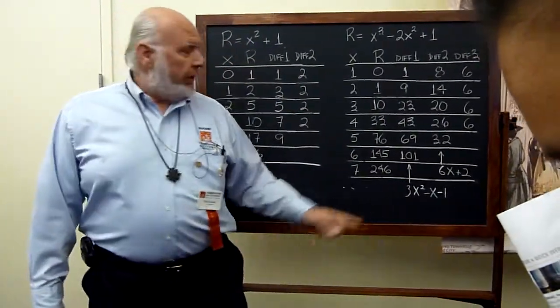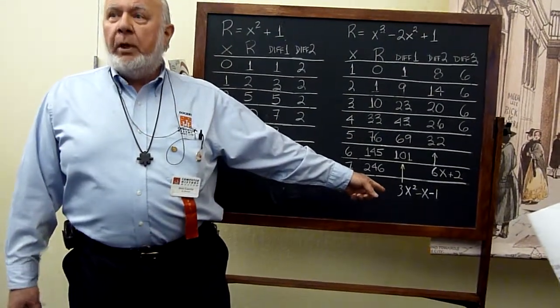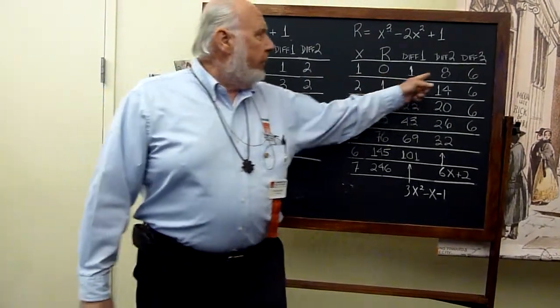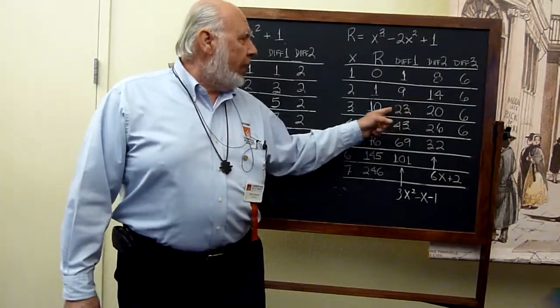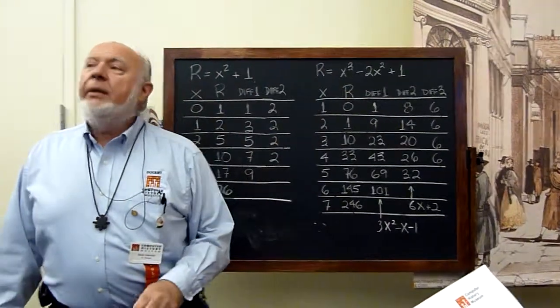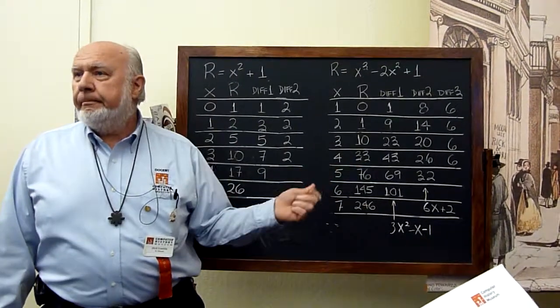Now, since this polynomial equation results in this set of differences, we can do the same thing we just did with the first polynomial. Subtract 1 from 9, we get 8. 9 from 23, we get 14. 23 from 43, we get 20. We get this column of numbers here. And they're not random. They follow the equation 6x plus 2.